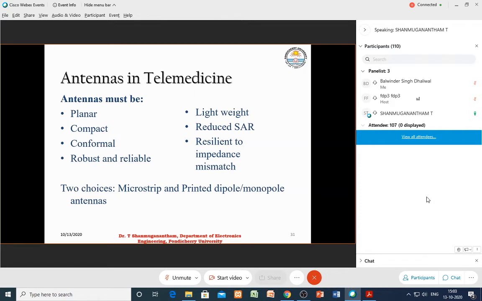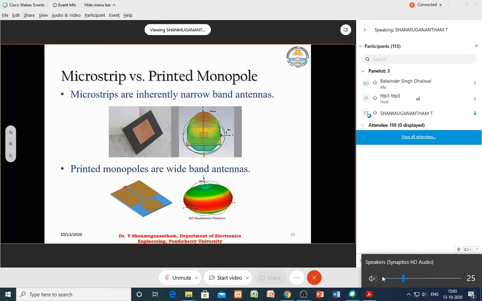And also the antennas in telemedicine are required to be planar in nature, compact in size, conformable, robust and reliable, as well as lightweight, with reduced SAR, specific absorption rate, and resilient to impedance mismatch. Normally microstrip and printed dipole and monopole antennas are the choice for this type of antennas. And this is the comparison between microstrip versus printed monopole antenna. Microstrip is normally a narrow band antenna, while printed monopole is normally a wide band antenna.